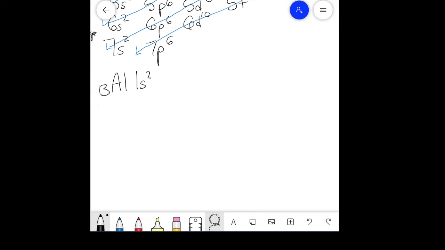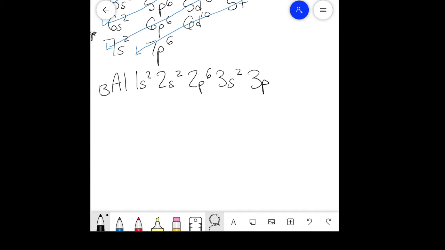Well, we need 13, so we need to keep going. So we have 1s2, 2s2, which is now 4. Count the subscripts, not these coefficients. Those just tell us the energy level. So we need 2p6, 3s2. So now we're at 3p.